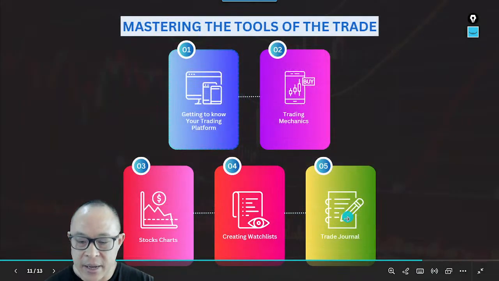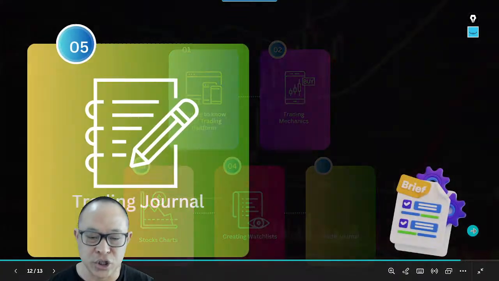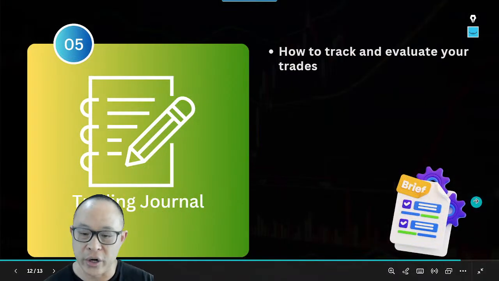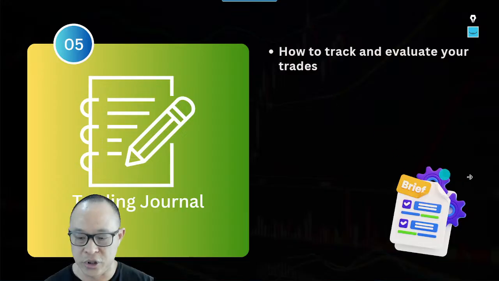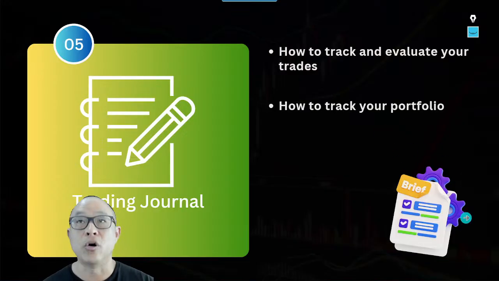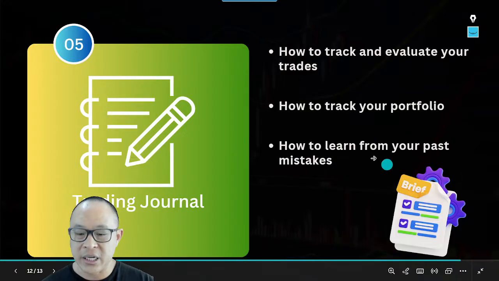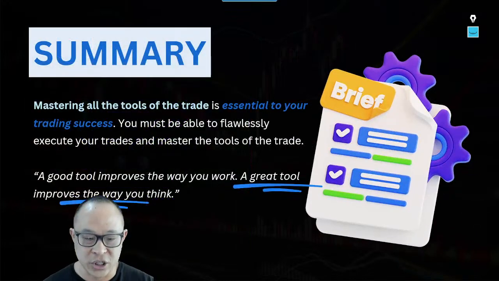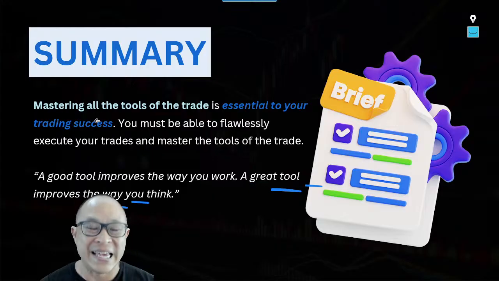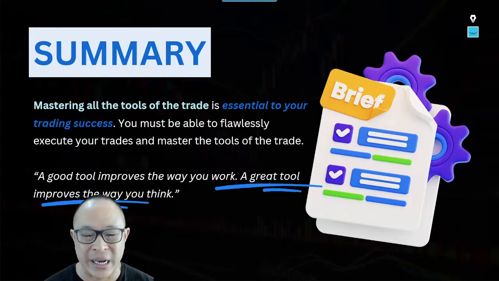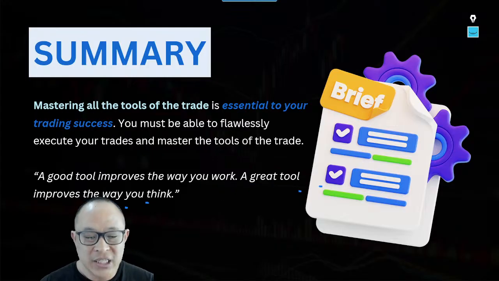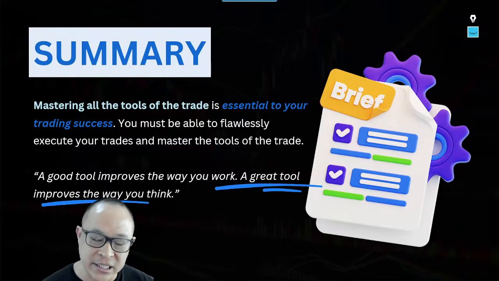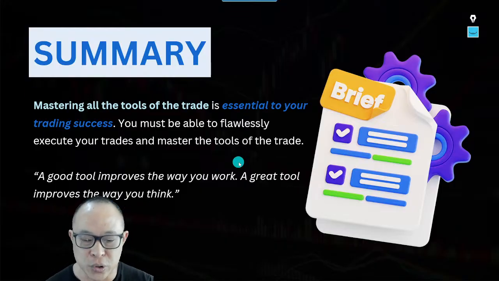And then last, making sure you know how to use your trading journal. Your trading journal is where you're going to track and evaluate your trades, and track your overall portfolio, making sure that you learn from your past mistakes so that you can become a better trader over the next set of trades. So in summary, mastering all the tools of your trade is an essential part of your trading success. You must be able to flawlessly execute your trades and master the tools of the trade.